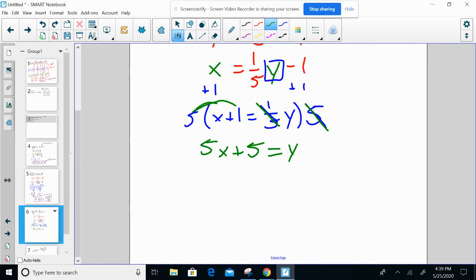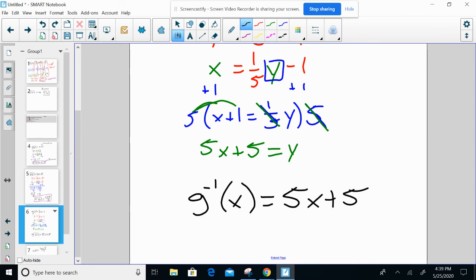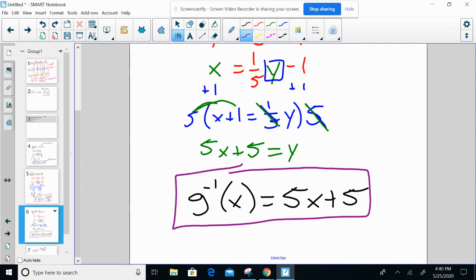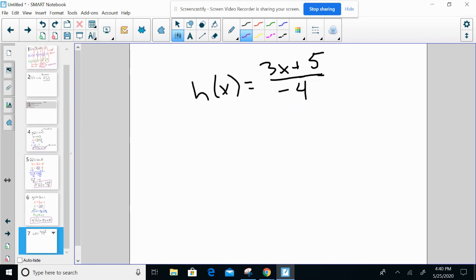The function was called g again, so you say the inverse of g is 5x plus 5. That is it. So to undo a fraction, just multiply by what's in the bottom of the fraction, basically. We'll say that one more time in the last example.